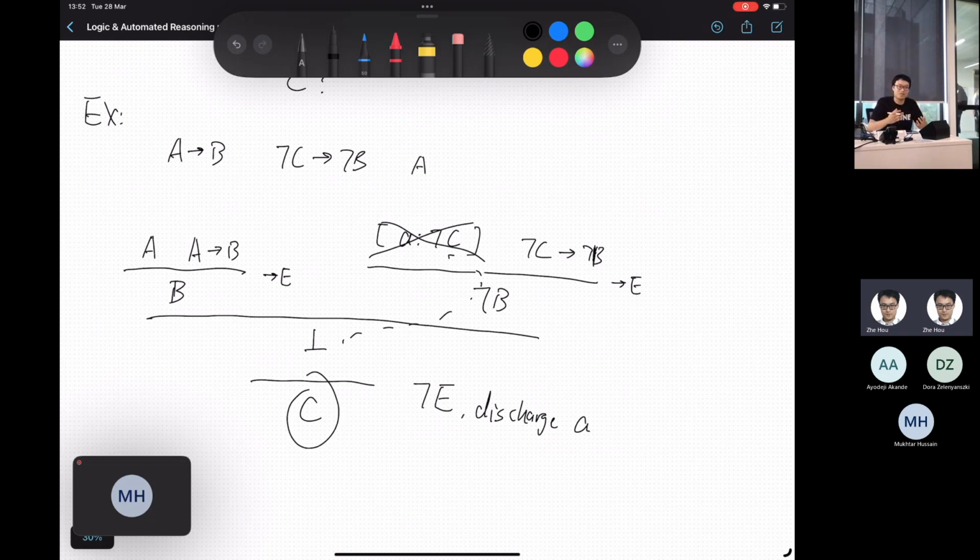Because if you have undischarged assumptions, then the truth of whatever you derive depends on that assumption, right? So we don't want the truth of what we want to prove to depend on anything. So now the job is done, right? So C is indeed true. Okay, so that's the reasoning.